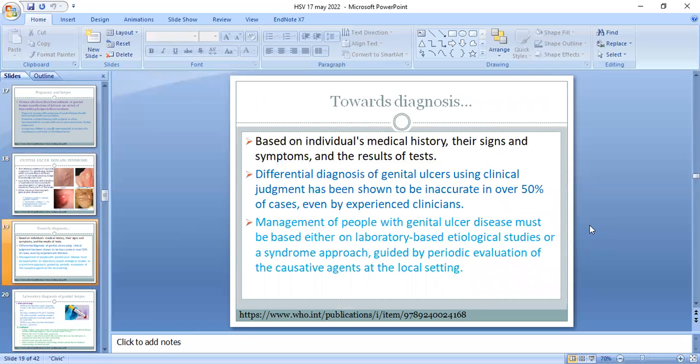Towards the diagnosis. Based on individual medical history, signs and symptoms, and the results of tests, differential diagnosis of genital ulcers using clinical judgment has been shown to be inaccurate in over 50% of cases, even by experienced clinicians. Management of people with genital ulcer disease must be based either on laboratory-based etiological studies or a syndrome approach guided by a periodic evaluation of the causative agents in the local setting.